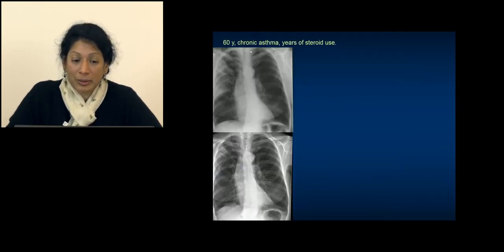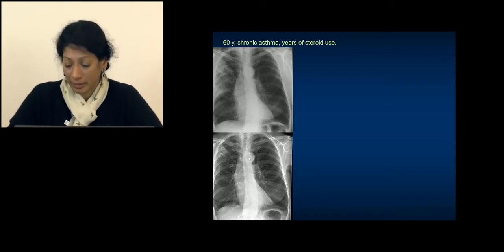So this is a patient who had chronic asthma, so she had used steroids for many, many years. She had this consolidation in her right lung, and she was supposed to come back for a next chest x-ray after 8 weeks, but she waited for 12 weeks, and when she came back we still had this lesion here. So we were worried that this may be a cancer.